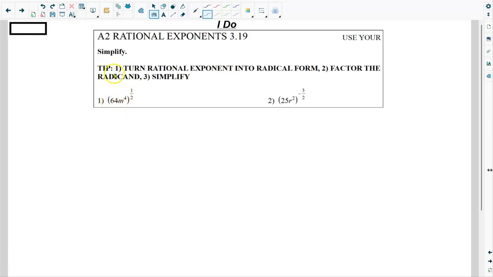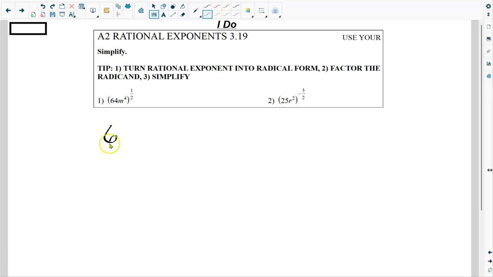Now, the tips that you want to take note of: you want to turn the rational exponent into radical form, so use the definition that we just looked at a second ago. Then once you have it, you want to factor the radicand, which you guys know how to do, as long as the numbers aren't too big, and then simplify. So let's go ahead and do that.